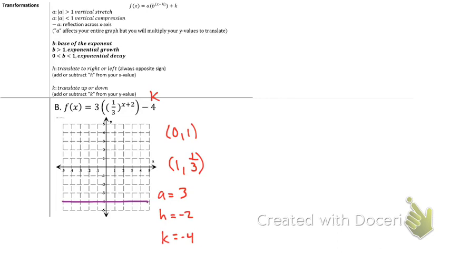So now let's apply what we know. Our a value, if you look at our reference up here, will multiply with our y values in our original points. So a is going to multiply with our y. So it's going to be times 3 for our y values. Okay, so let's do that.